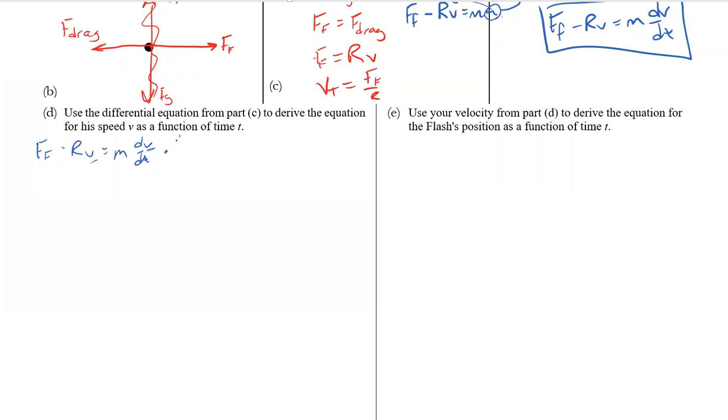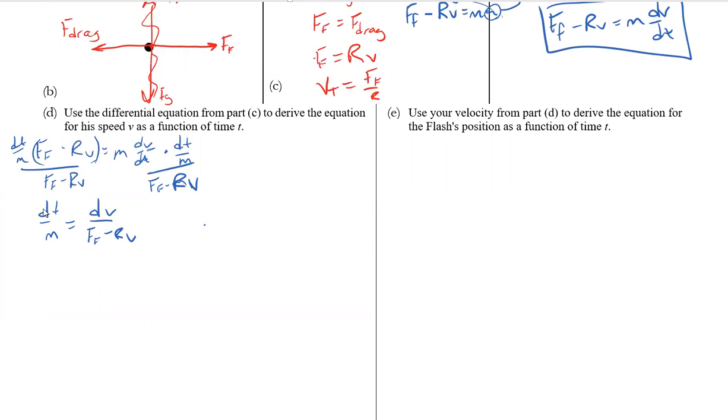So I'm going to multiply both sides by dt over m, and I'm going to divide both sides by this F_flash minus RV. And what that does is it puts my dt over m on the left side, it puts my dv and my F_flash minus RV on the right side. And the reason that I would do that is because when I go to integrate this velocity, I need to have my two v's on the same side, and then I just moved the m, because it's a constant, over to the other side.